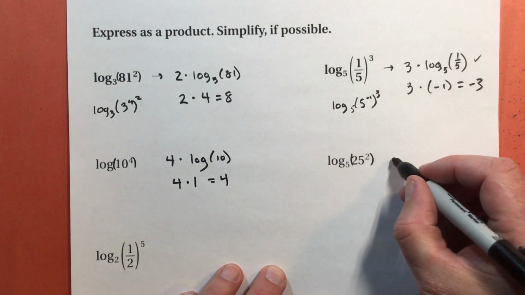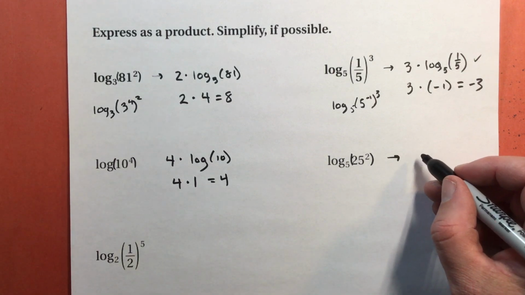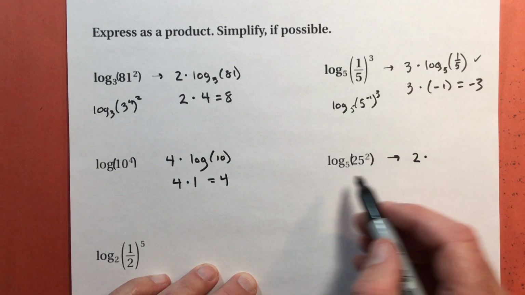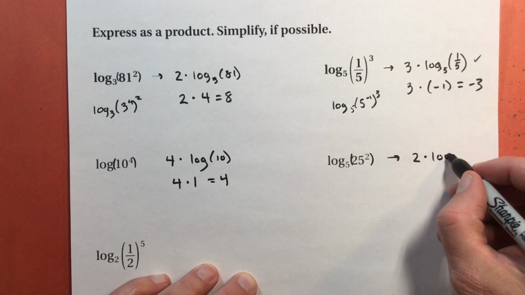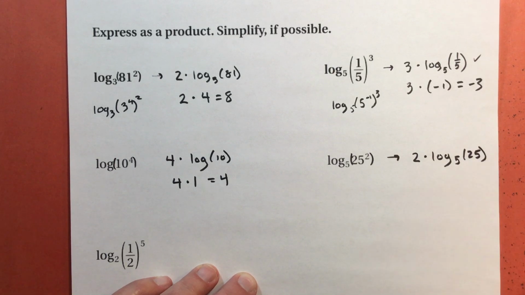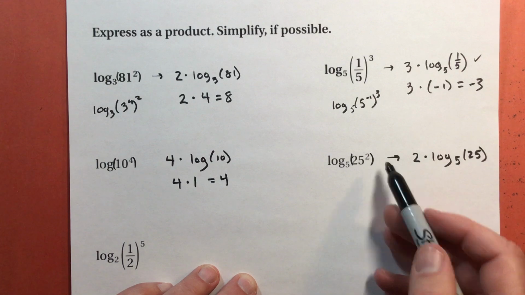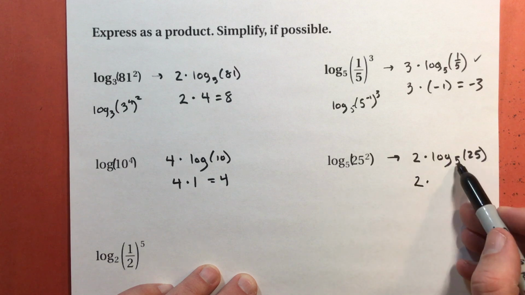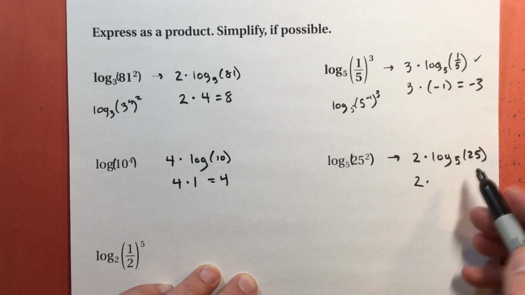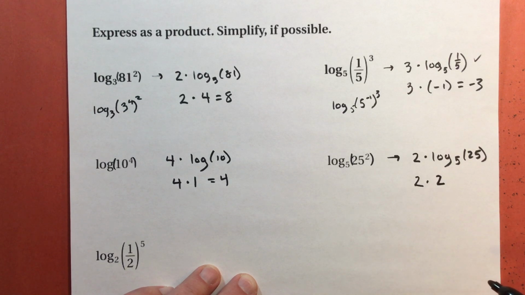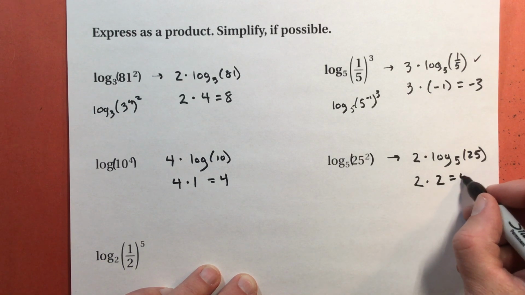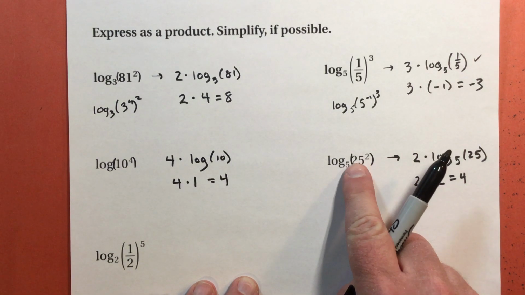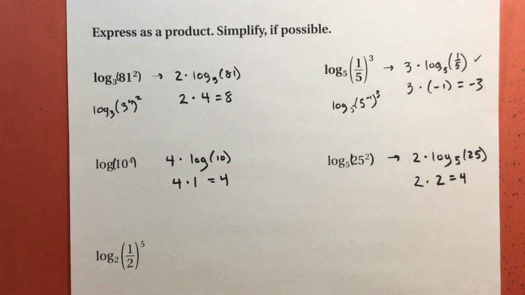Let's try this one. Sorry, I got something in mind. I'm going to take my exponent, and I'm going to multiply that by log base 5 of 25. So there's my first step, write it as a product. Now I'm going to simplify. 5 to what power equals 25? That would be the 2nd power. 5 squared equals 25. And 2 times 2 equals 4. So again, this one would have been 5 to the 2nd power to the 2nd power, and 2 times 2 is that 2 times 2, which equals 4.